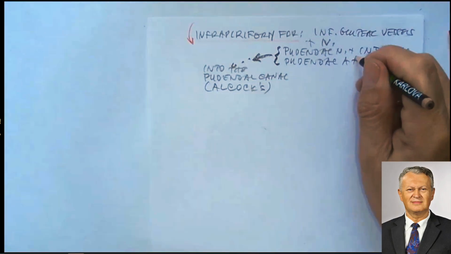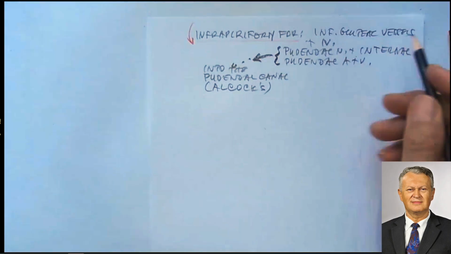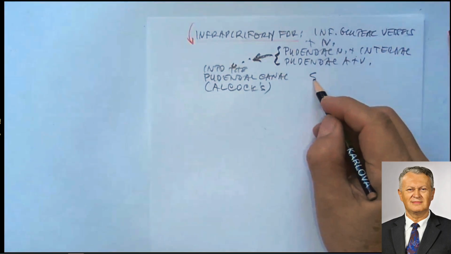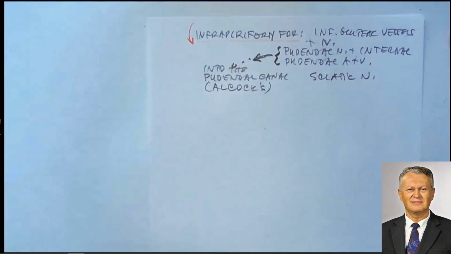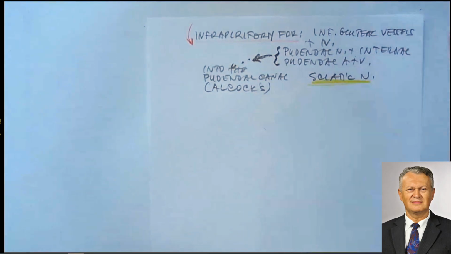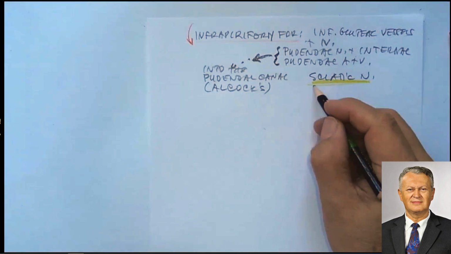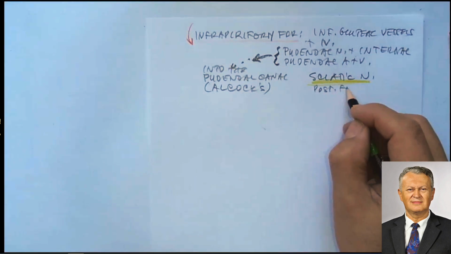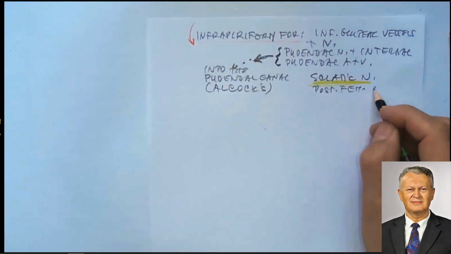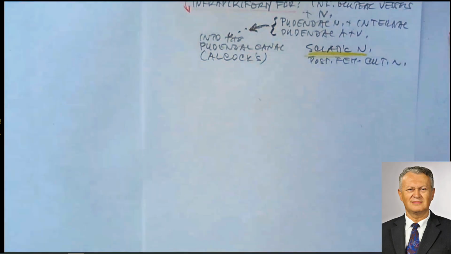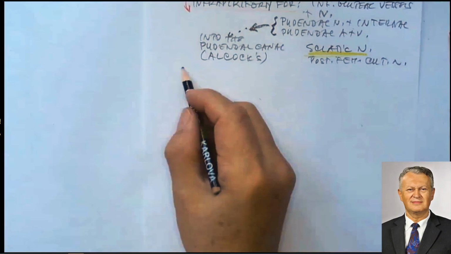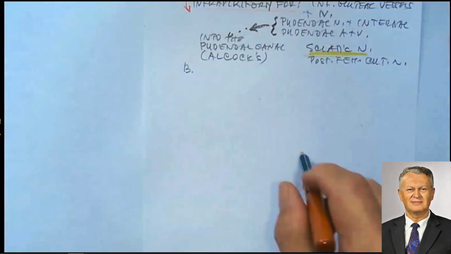So this is that one, and also the inferior gluteal vessels, definitely, plus the sciatic nerve. We know that the sciatic nerve is the biggest nerve in our body, longest nerve, strongest nerve, and also the posterior femoral cutaneous nerve. So these are all the structures that pass through the greater sciatic foramen, and B is the lesser sciatic.